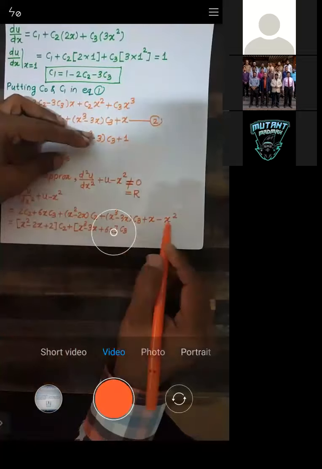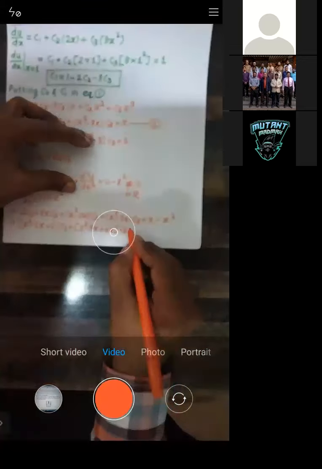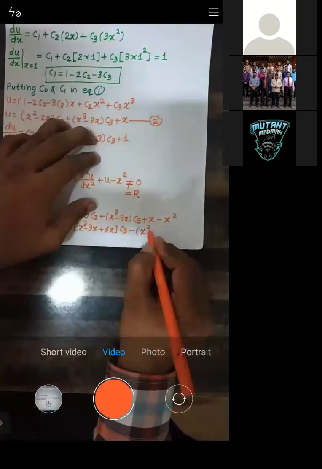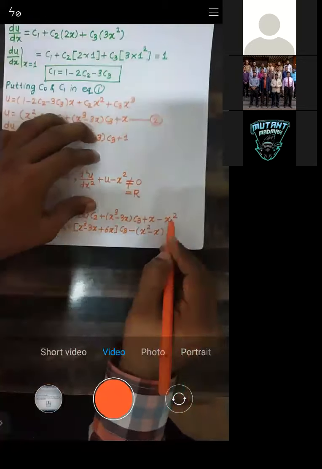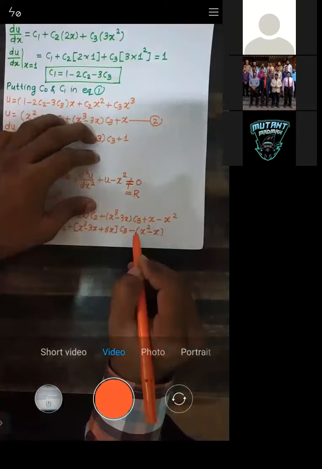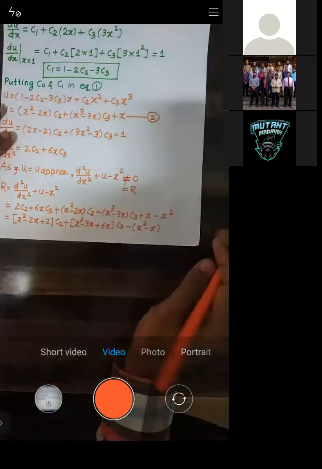So how will I write down this term? I'll just take minus common. So I'll write down this as x square minus x square minus x. You can see minus x square minus x square, plus x. So minus is plus x. Let me write it down one more time.